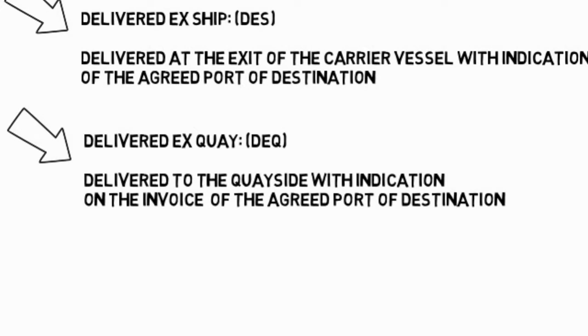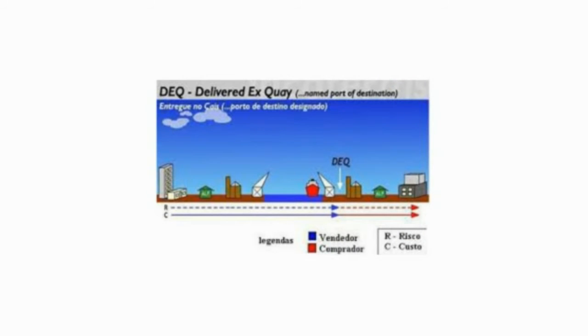Delivered Ex Quay, DEQ. The seller is responsible for making the goods available to the buyer on the quay at the port of destination, not cleared through customs, bearing all costs and risks in bringing the goods there. This is both a multimodal and sea freight Incoterm. The last leg of the journey must be a sea leg.